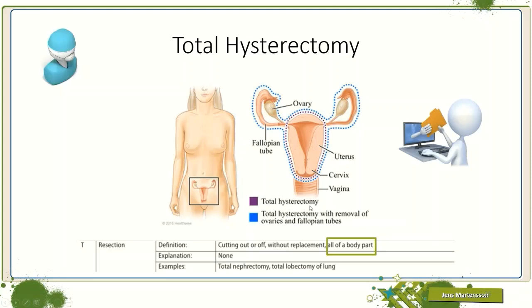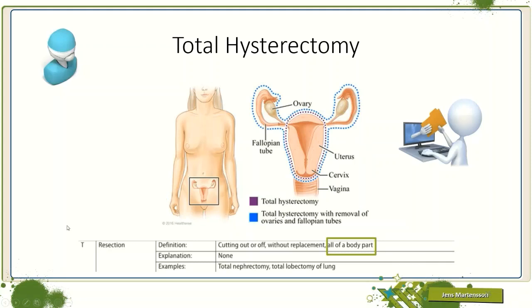A total hysterectomy is removal of the uterus and/or cervix. That is a total hysterectomy. A total hysterectomy with removal of the ovaries and fallopian tubes is a total hysterectomy with oophorectomy. Now we know that, right? So there's no such thing as a partial hysterectomy.